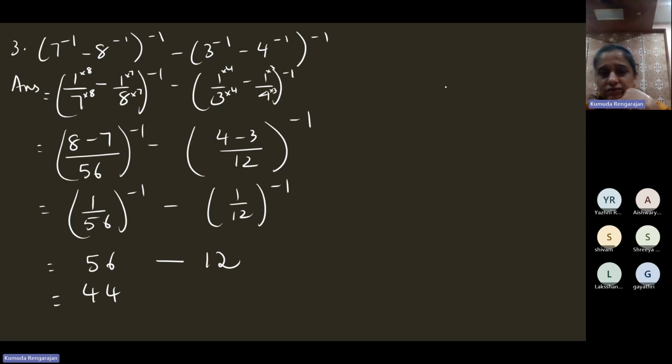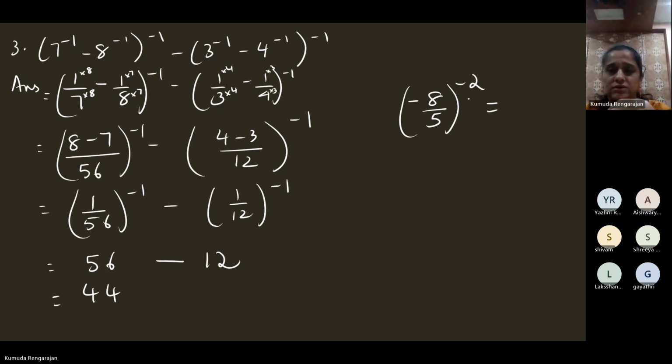So when the power is negative, supposing we have minus 8 by 5 to the power minus 2, and you want to write the equivalent of this with a positive power. So the rule is take the reciprocal of the base. Reciprocal of the base minus 8 by 5 is minus 5 by 8. And now write the negative of the power. Minus 2 is plus 2.